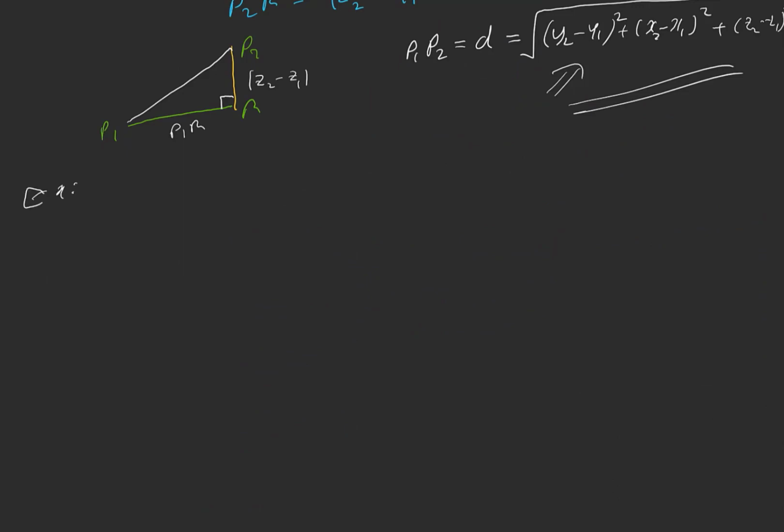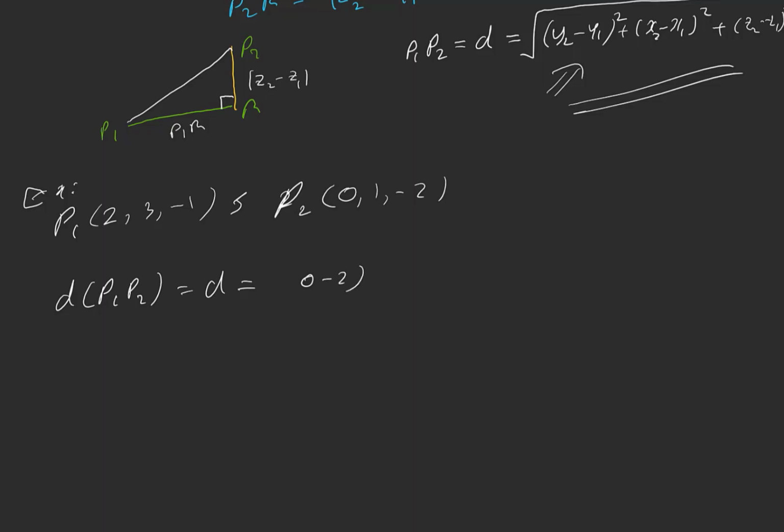Suppose there are 2 points, 2, 3, negative 1. I say that is P1 and P2, 0, 1, negative 2. Then how do we find the distance between P1 and P2? P1 and P2, I say simple D. So this is 0 minus 2 to power 2 plus 1 minus 3 to power 2 plus negative 2 minus negative 1 to power 2 and square root.